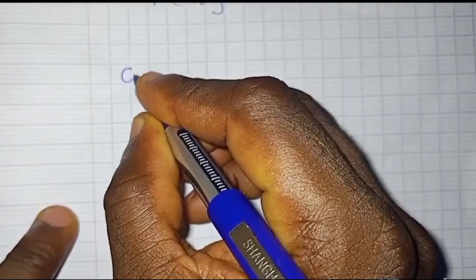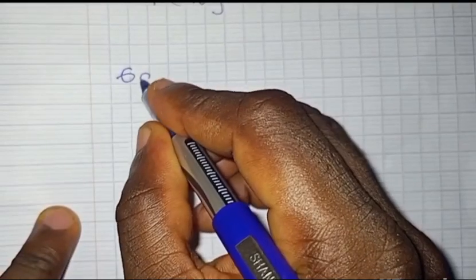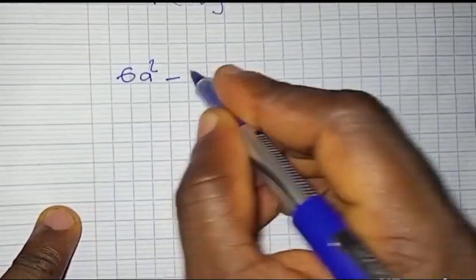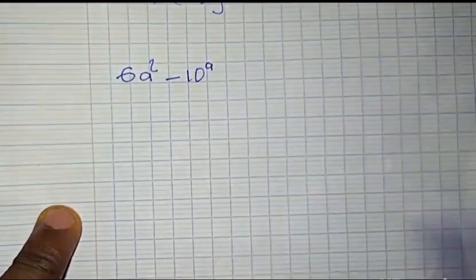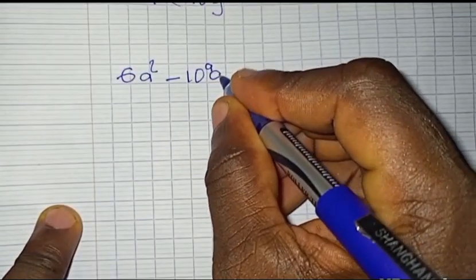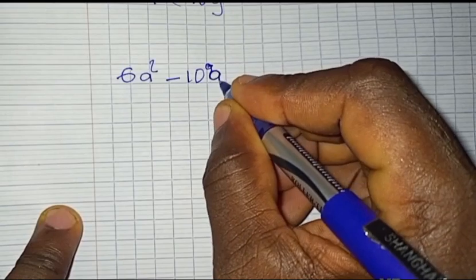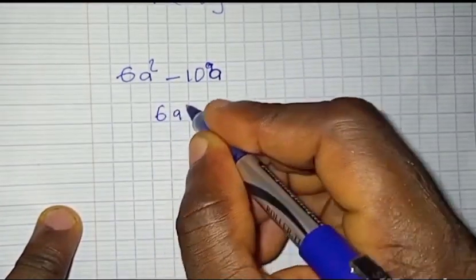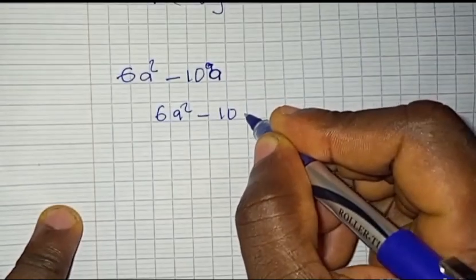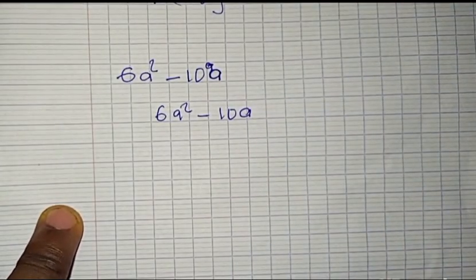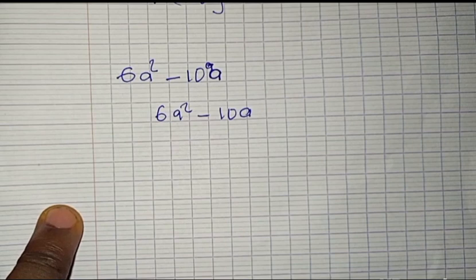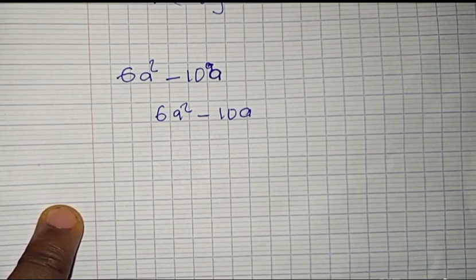Let's look at a second example. If I have 6a squared minus 10a to factorize, we are going to find the common factor, the highest common factor between the two terms.